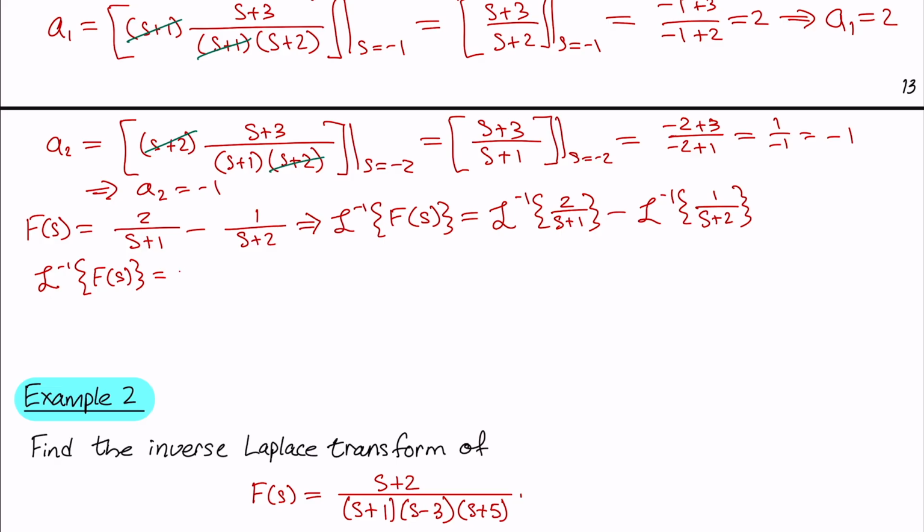And this is then equal to 2 times e to the minus t minus e to the minus 2t, such that the time function f(t) is equal to 2e^(-t) minus e^(-2t). And this is true for t greater than or equal to 0.